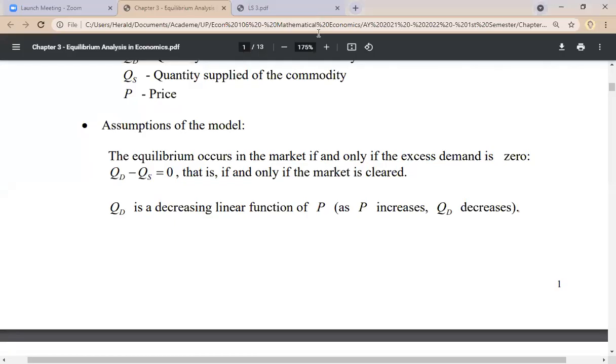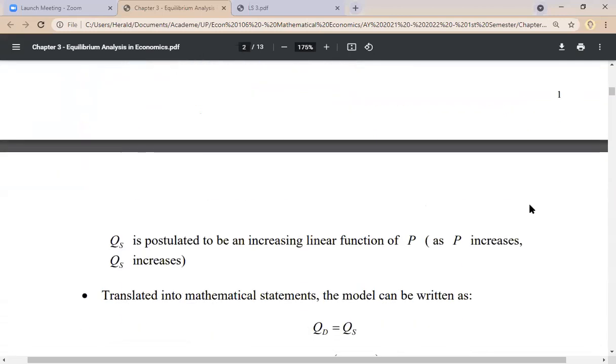Going back to the discussion, now let's discuss the law of supply. So again, we've established also before that they have a direct relationship. So tataas yung presyo, tataas din yung production ng good because the price here serves as a signal for producers to produce more of that good. And so that would be postulated to be an increasing linear function.